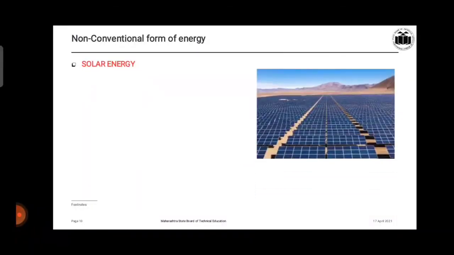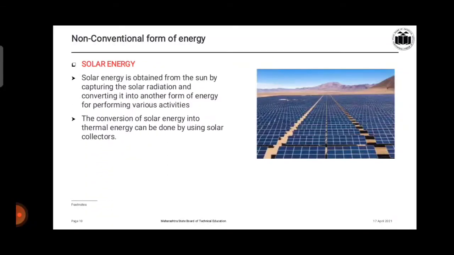Look at the diagram, which shows the solar power plant. In this power plant we are going to generate electricity by means of different operations. Solar energy is obtained from the sun by capturing the solar radiation. It can be converted into another form of energy for performing various activities.